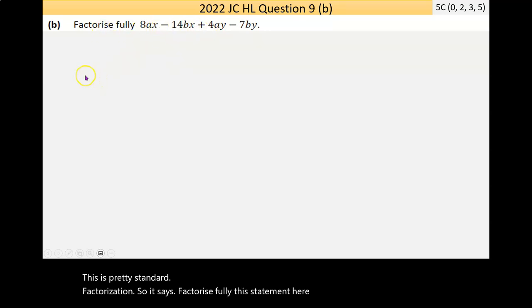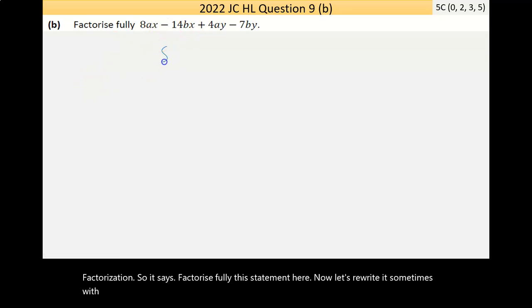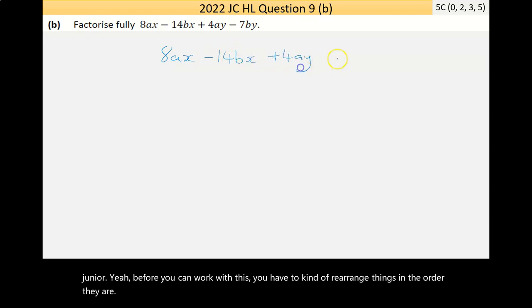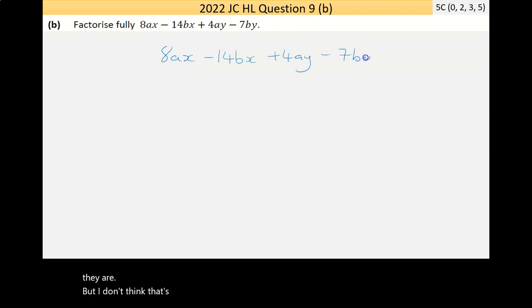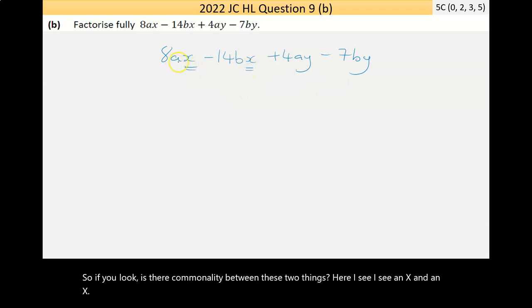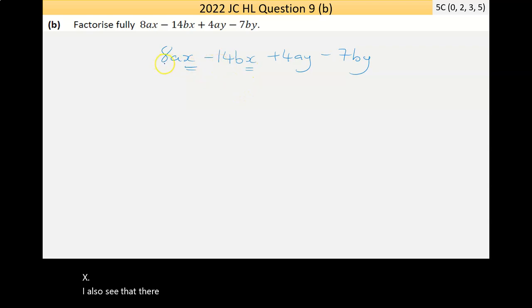Now let's rewrite it. Sometimes with Junior Cert, before you can work with this, you have to rearrange things in the order they are. But I don't think that's the case here. So if I look, is there commonality between these two things here? I see an x and an x. I also see that these are even numbers. So I could take out 2.